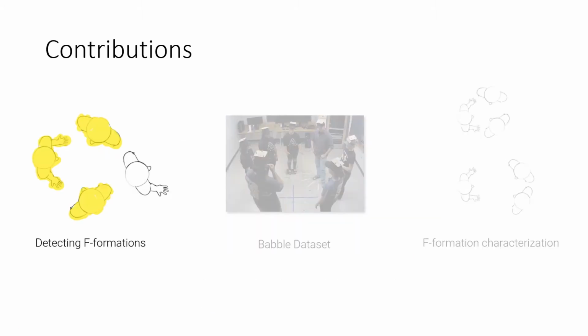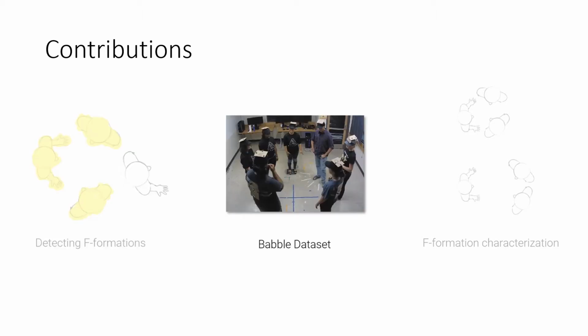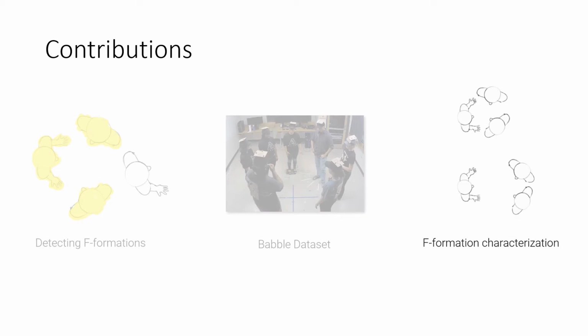There are three contributions in this paper. First, we introduce Reform, an algorithm for detecting formations. Given a scene of people, Reform recognizes distinct conversational groups. Second, we introduce newly captured dataset Babble. Babble consists of a 35 minutes recording of conversational interaction between 7 individuals. This dataset is publicly available. Third, we introduce symmetry and tightness as two metrics to characterize formations.